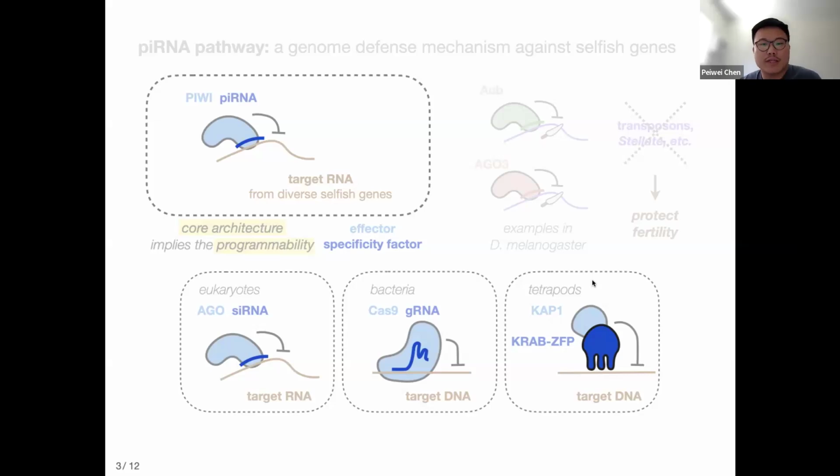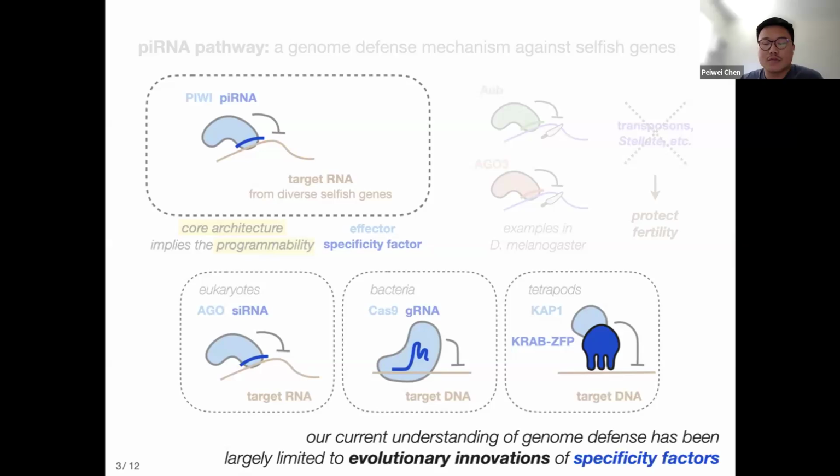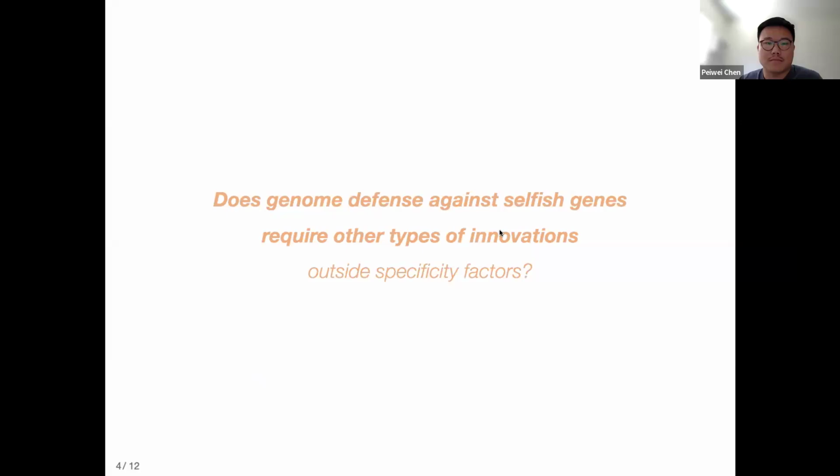When we think about how to control lineage-specific selfish genes, people have always focused on the innovations of these specificity factors I'm showing you in dark blue. In other words, our current understanding of genome defense against lineage-specific selfish genes has been largely limited to innovations of specificity factors. But I wonder whether genome defense might require other types of innovations beyond specificity factors.